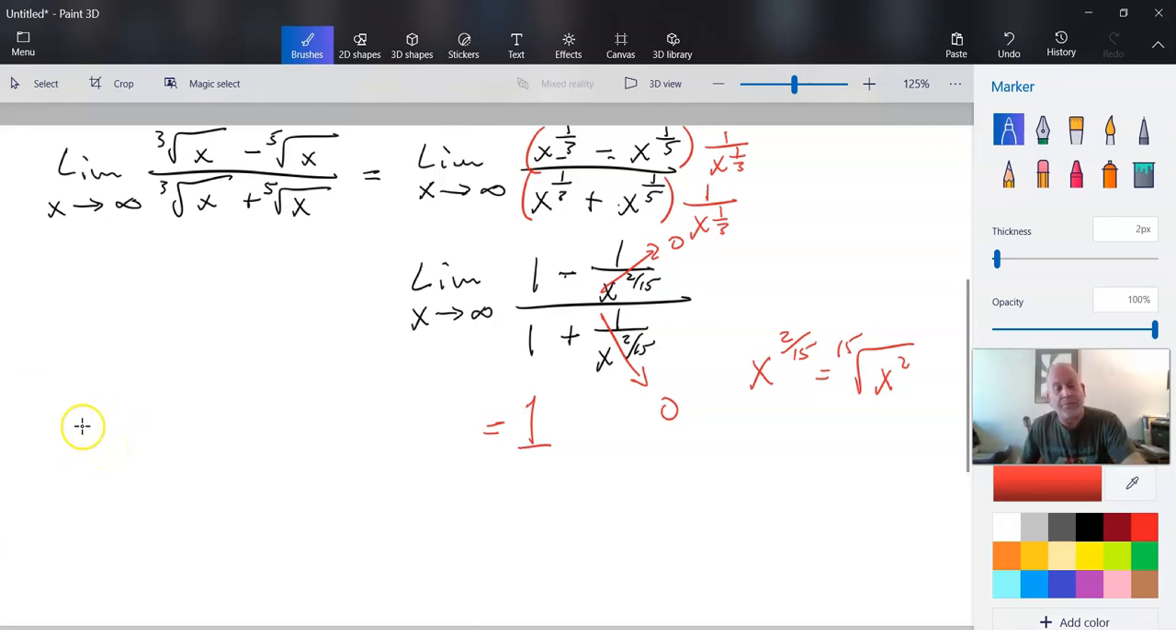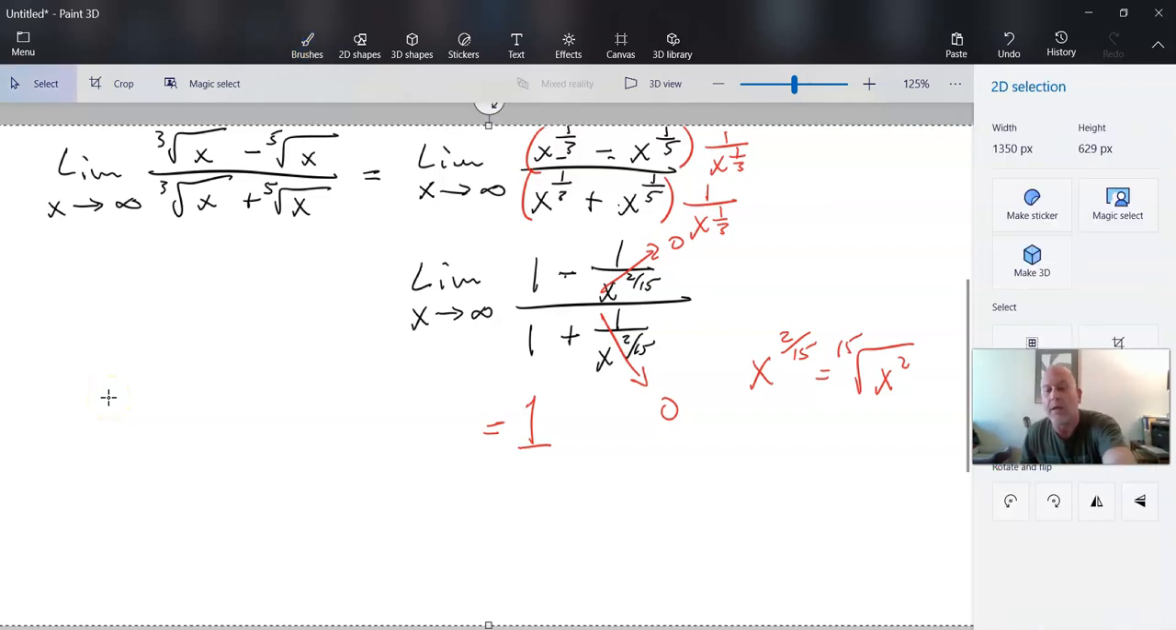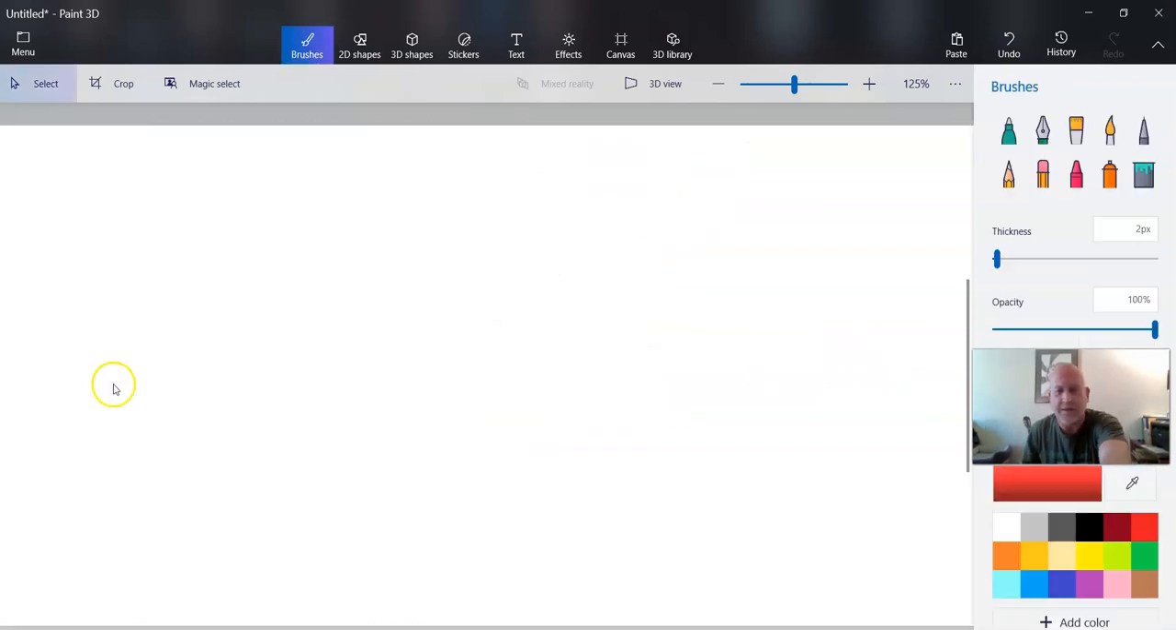Okay, now let's look at our last tricky example. Again, we end up using the same trick, but we have to do some work to get to the point where we can use that trick.